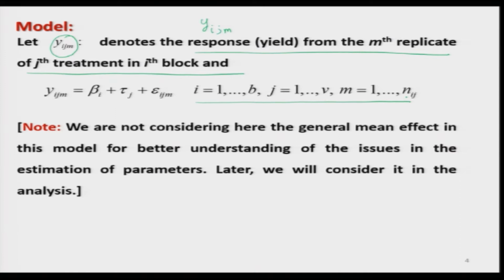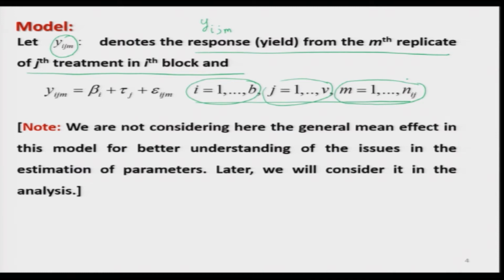In this case, the range of i is from 1 to b, which is the number of blocks, the range for j, which indicates the treatment, is 1 to v, and the range for m is from 1 to nij, because nij is the number that indicates for how many times a treatment is replicated in a block.